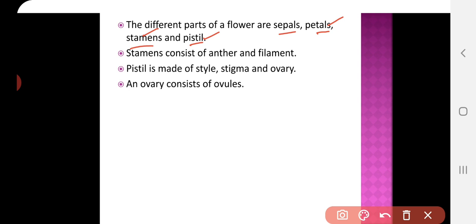Flower is the reproductive part of a plant. Stamen consists of anther and filament. So these are the two parts in the male reproductive part. Pistil is made up of style, stigma and ovary. Ovary consists of ovules, which are bead-like structures.